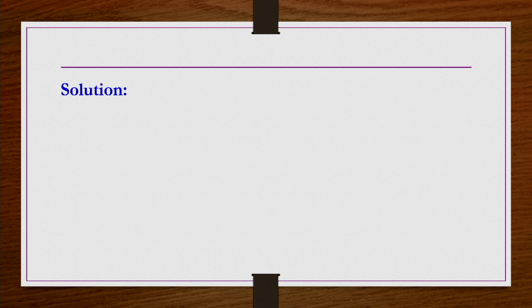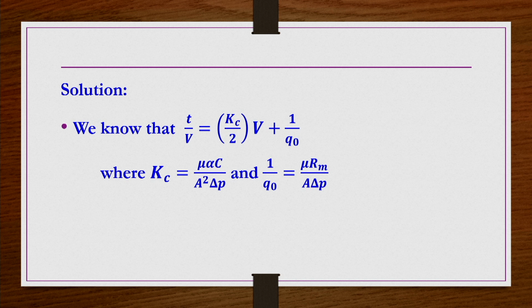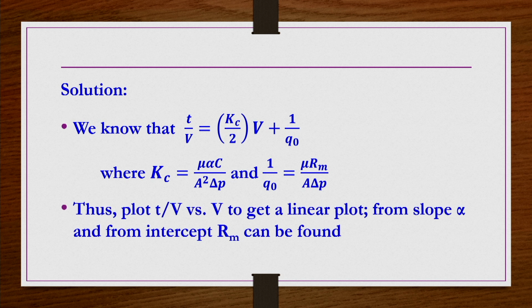We know that t by V is equal to Kc by 2 V plus 1 by Q naught, where Kc is mu alpha C by A square delta P, and 1 by Q naught is mu Rm by A delta P. So, in this equation everything else is known. Plot t by V versus V so that you get a linear plot, and from the slope alpha can be calculated and from the intercept Rm can be calculated.